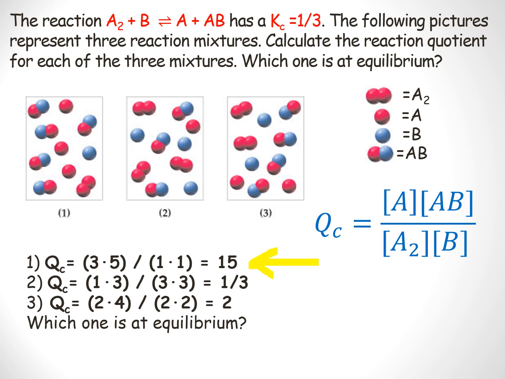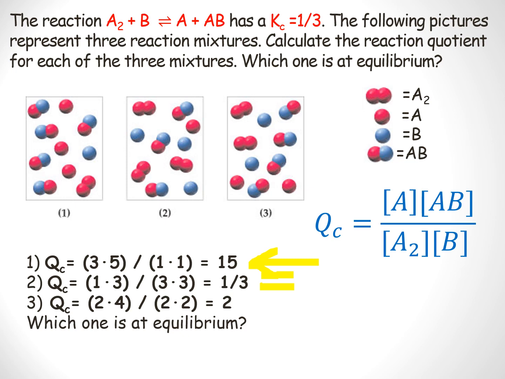For the second scenario, we have 1 A, that is this little fellow here, and then we have 3 AB. Then we need to count A2, and there are 3 of those. And then we need to count B, which is 3. So 3 and 3 is 9. So 3 divided by 9 is 1/3. So this corresponds to equilibrium. For this scenario, number 2, we are already at equilibrium, so the reaction doesn't have to change at all.